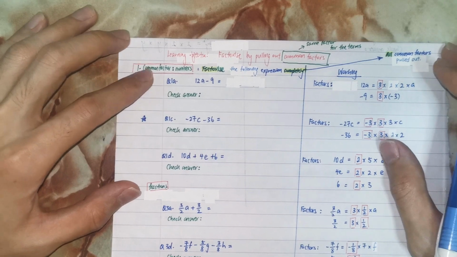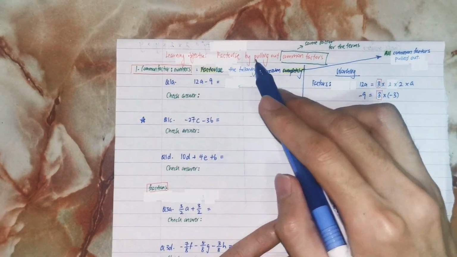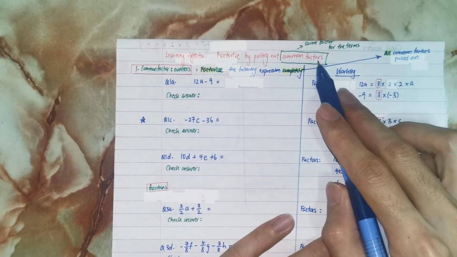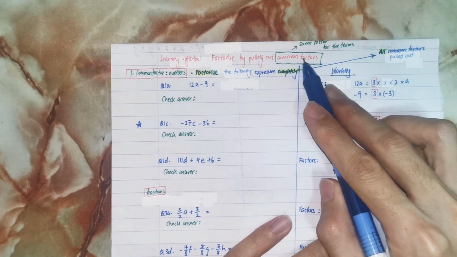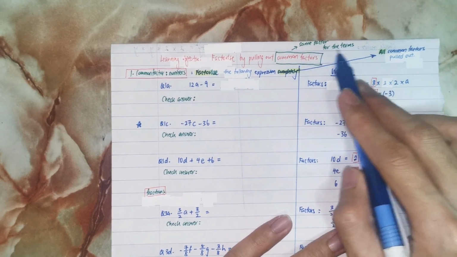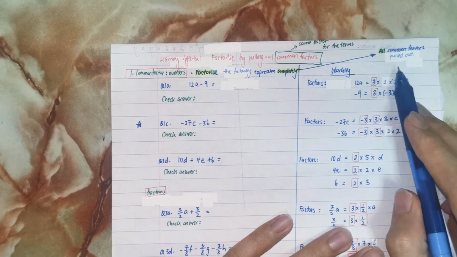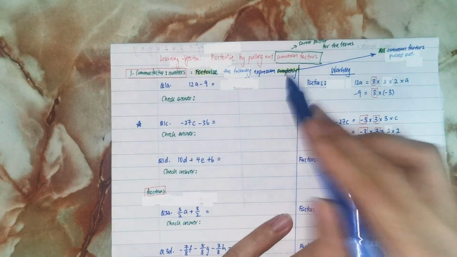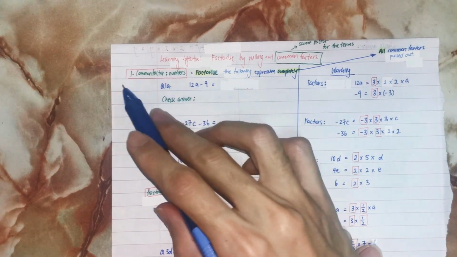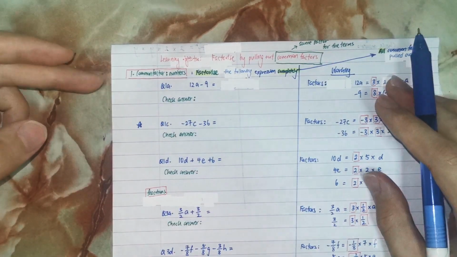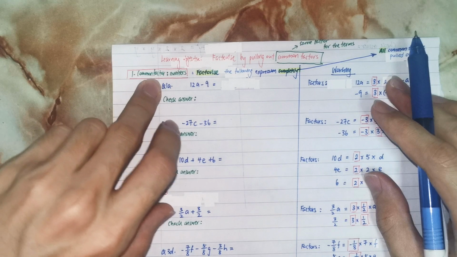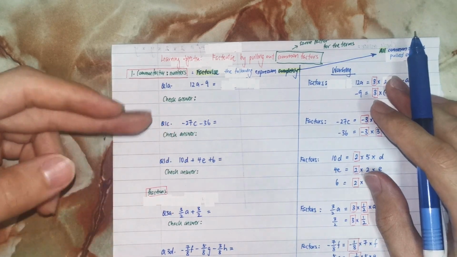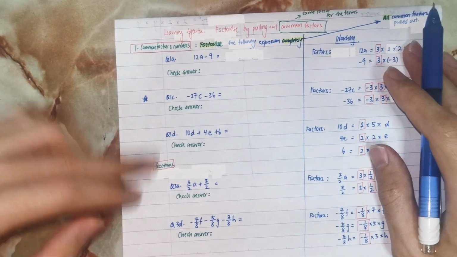In this part, the learning objective will be to factorize by pulling out common factors. Common factor just means the same factor for the terms. And we need to ensure that all common factors must be pulled out because they say factorize completely. So let's look at example number 1. Over here, I will show all of the cases whereby the common factors are all numbers. This one is all numbers, this one is in terms of fractions.